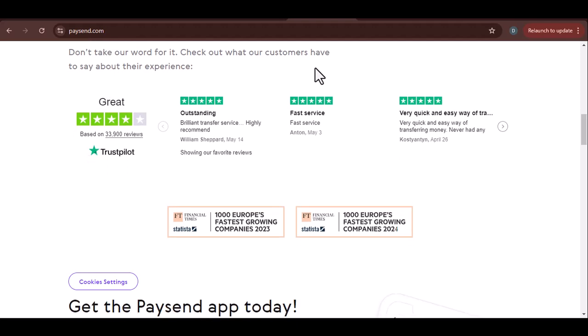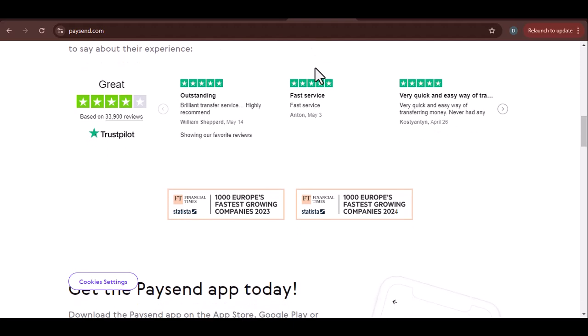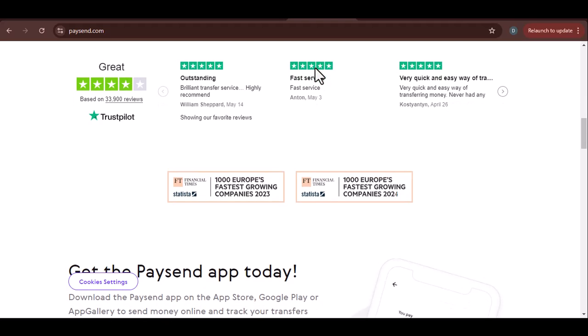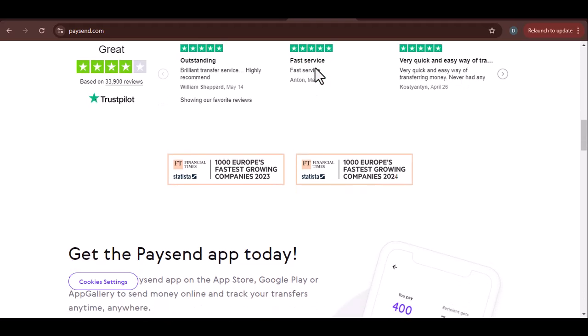How to check your specific limit. Guide viewers through the steps of checking their individual send limits on the Paysend platform. Mention that the limit might be displayed when they try to initiate a transfer.